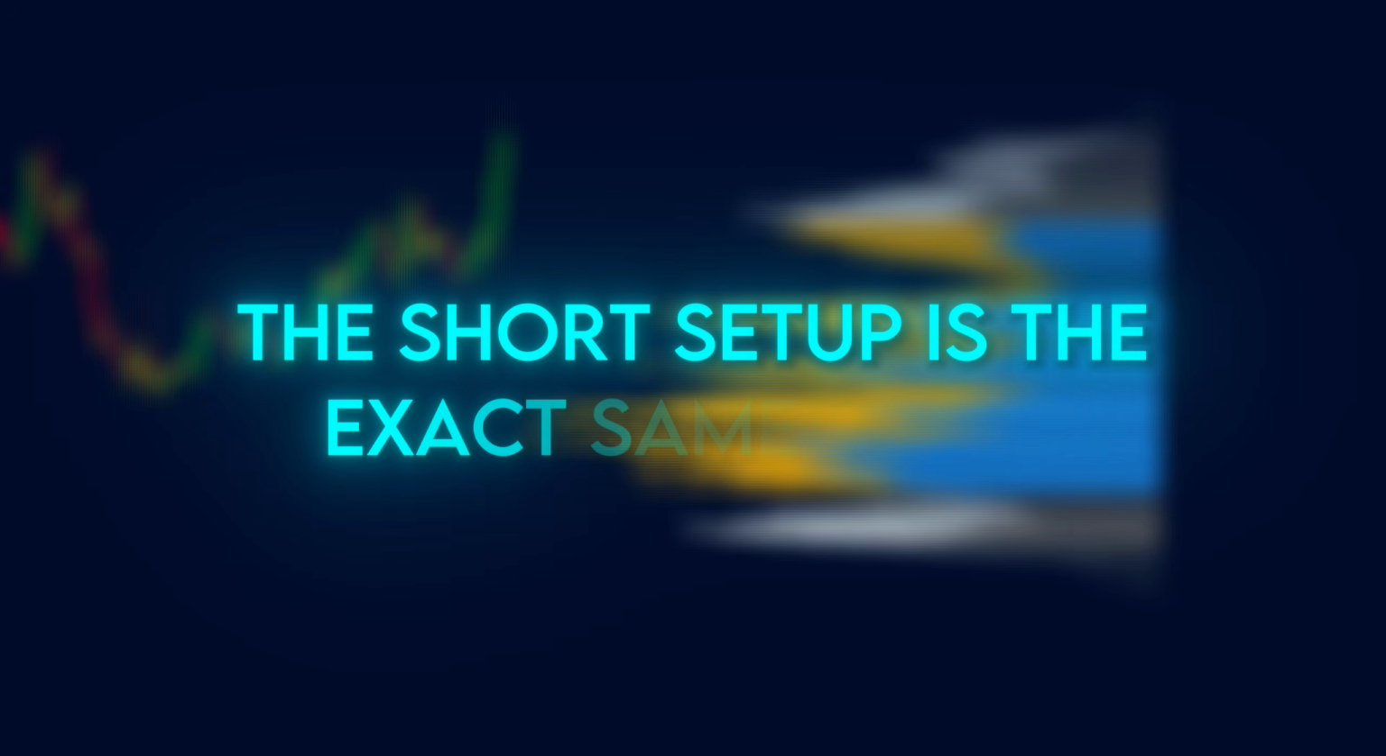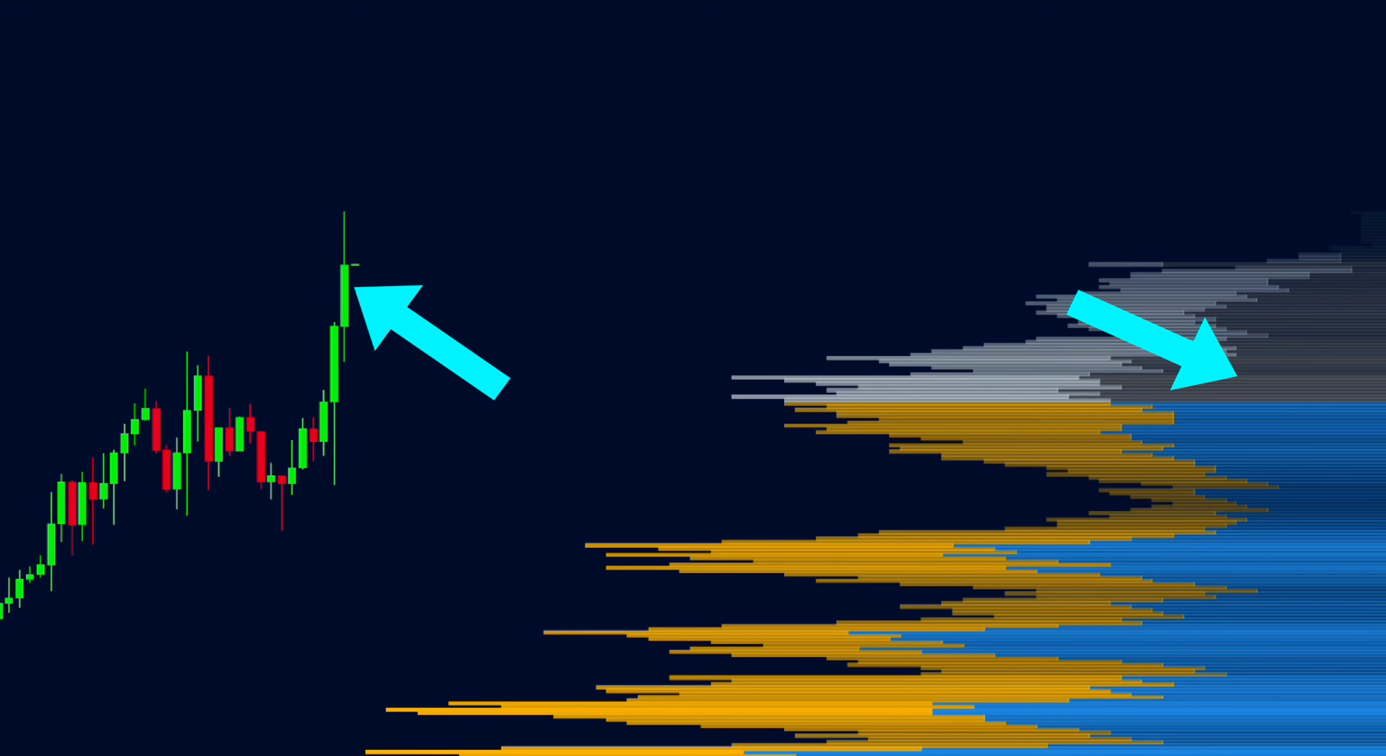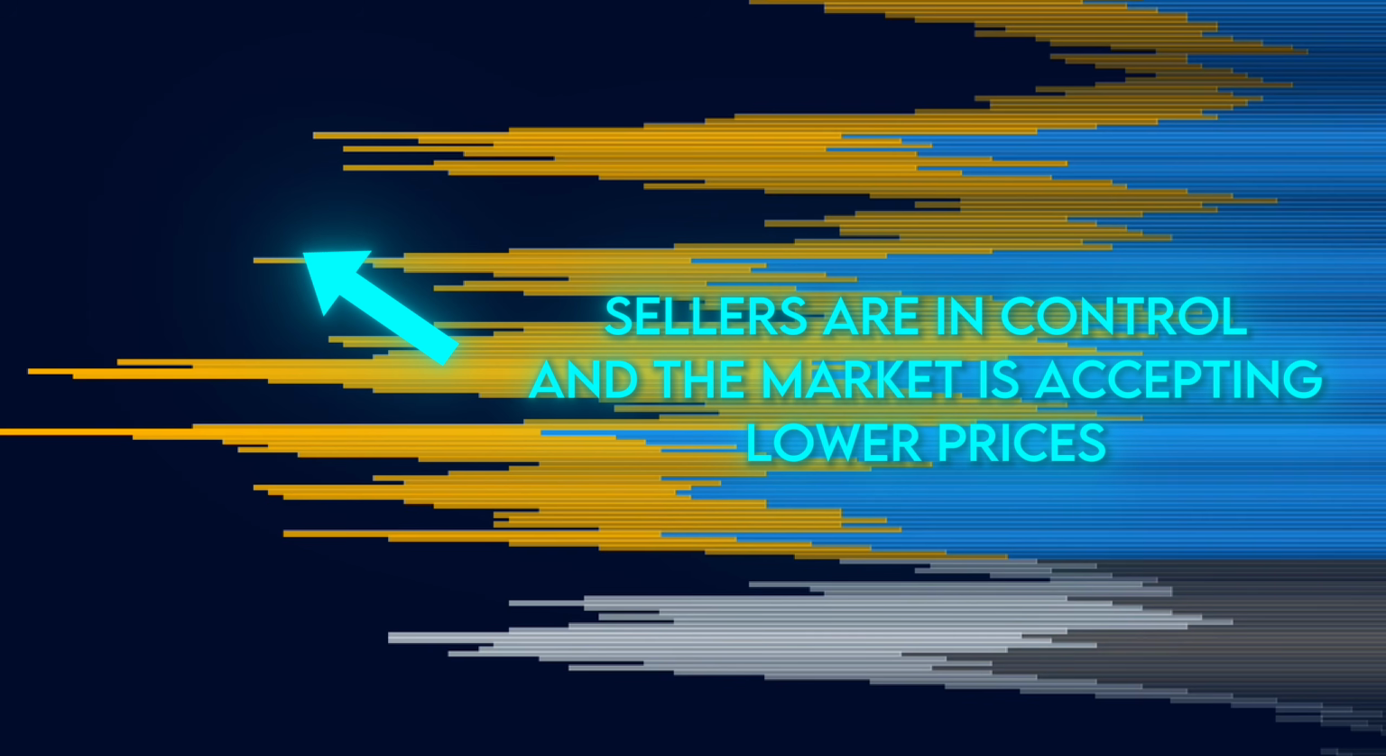The short setup is the exact same logic, just flipped. Price inside the value area, I wait. No trades inside balanced conditions. I'm watching for price to break below the bottom of the value area and close outside. Once that happens, I check the profile. If volume is building below the old band, sellers are in control and the market is accepting lower prices.